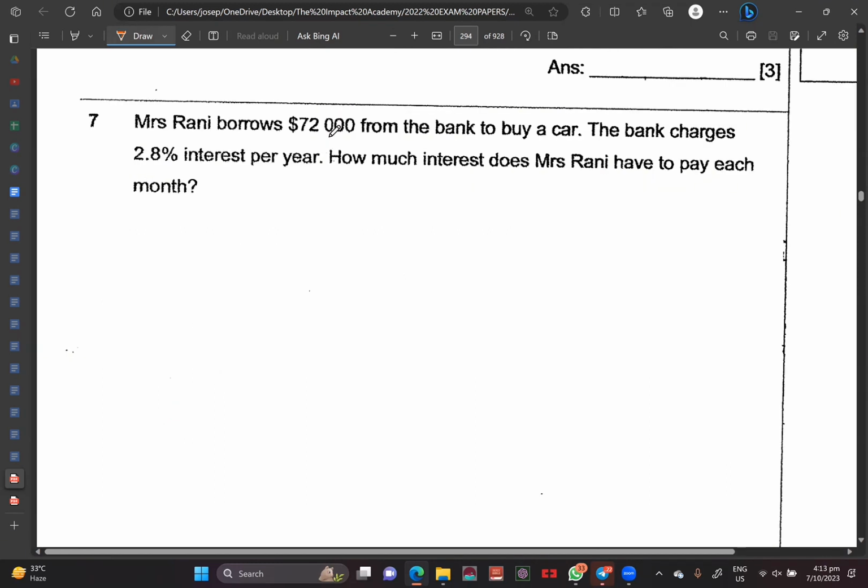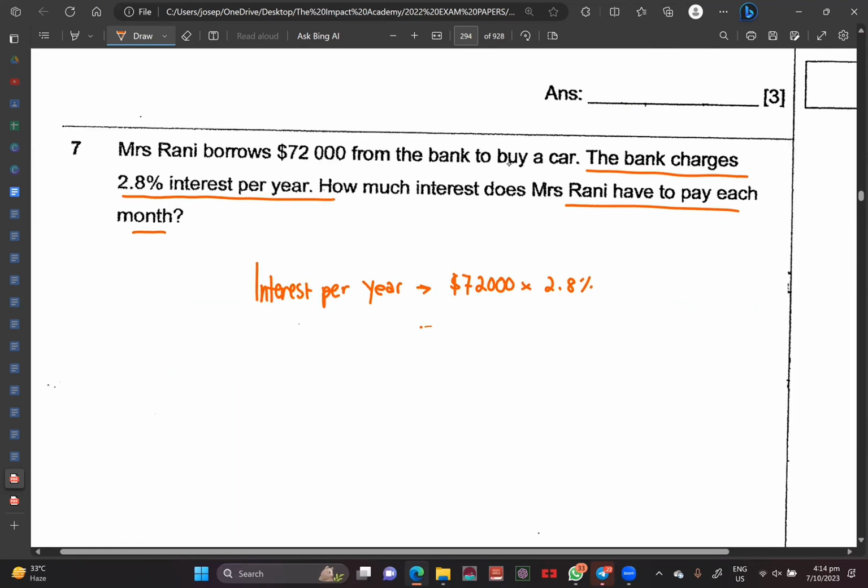Now, Mrs. Rani borrows 72,000 from the bank to buy a car. Make sense? Now, what happens is this. The bank charges 2.8% interest per year. How much interest does Mrs. Rani have to pay each month? So we are going to find the interest per year first. You agree so far? All I need to do is really just 72,000 times 2.8%. All right, now this is actually equal to how much? 2016. This is the total amount of interest that you have to pay per year.